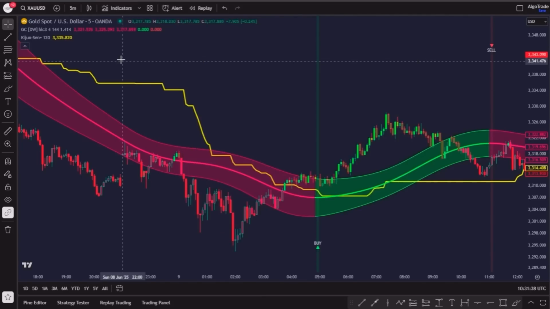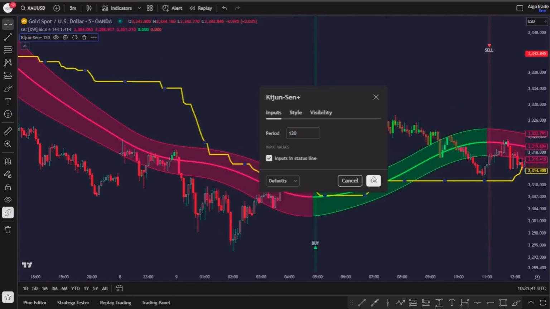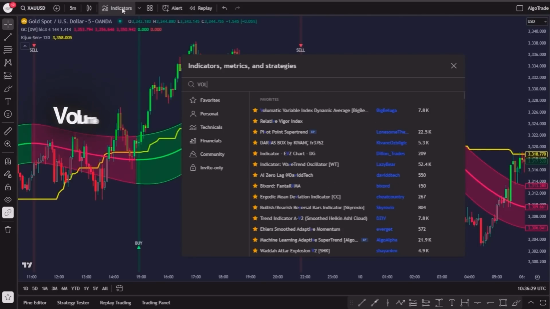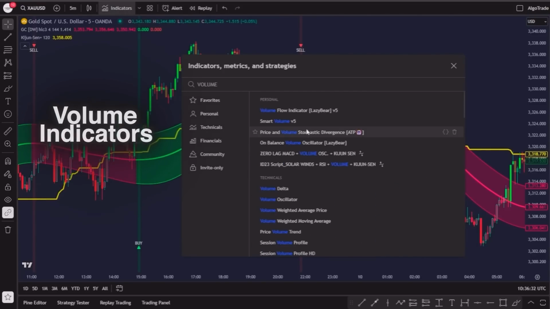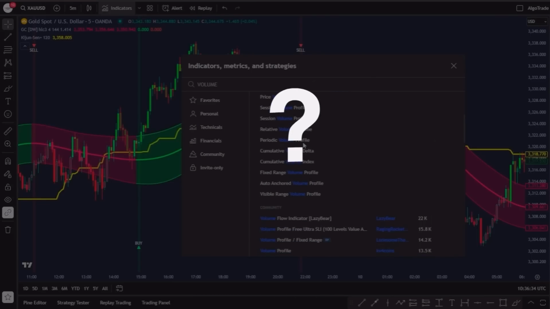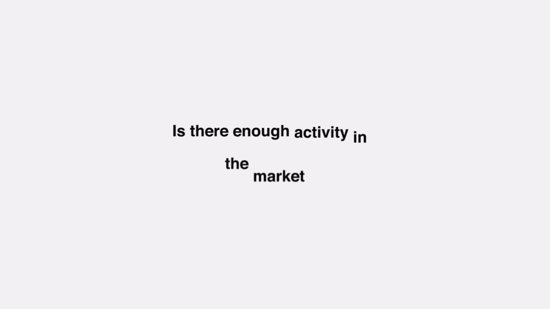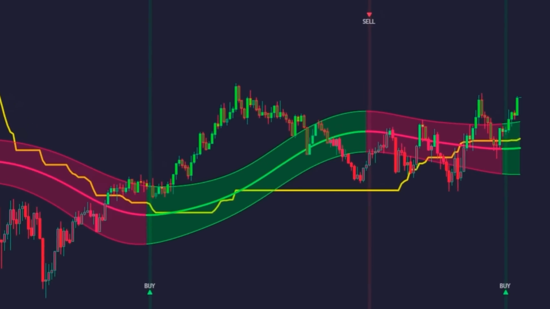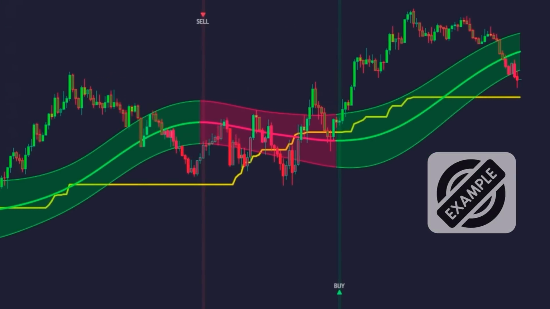And so this will be our official trend filter going forward. So now it's time to test the volume indicators. These help us answer another crucial question. Is there enough activity in the market to justify taking this trade? Let me show you another classic example.